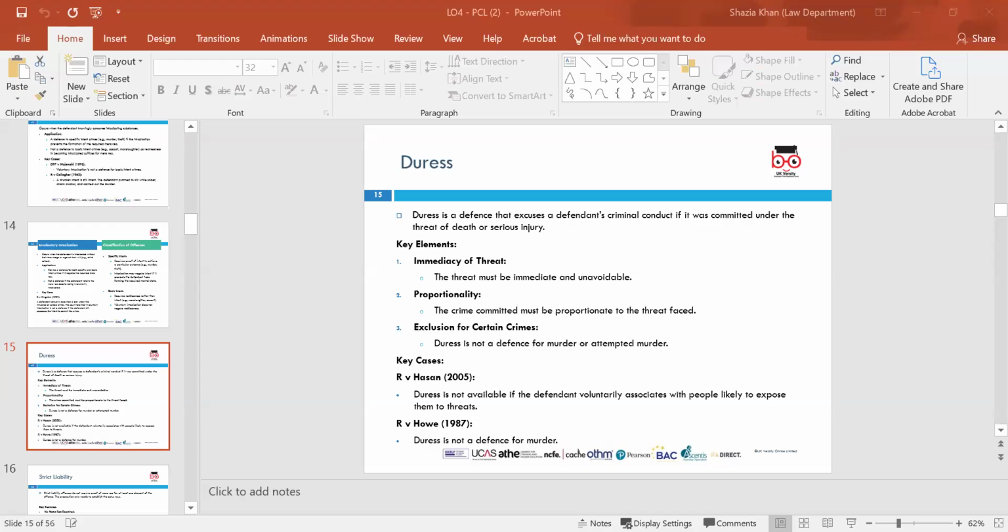Duress is not applicable when the defendant's actions cause more harm than the threat they faced. Cases are R v Hasan 2005, where duress is not available if the defendant voluntarily associates with people likely to expose them to threats, and R v Howe 1987, where duress is not a defence for murder.